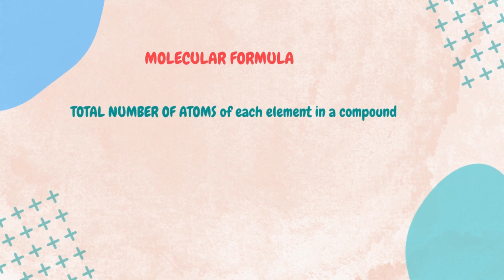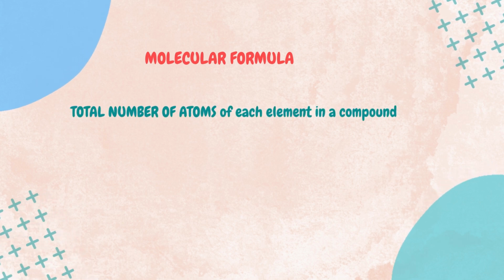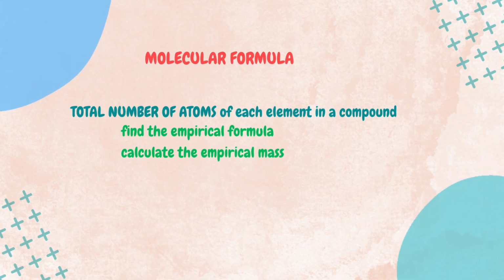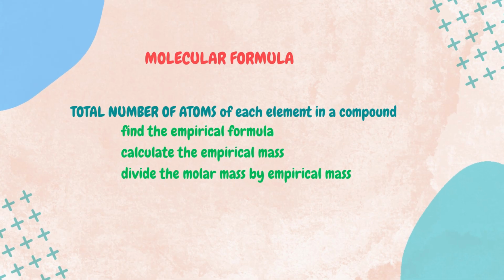To recap, molecular formula is a chemical formula that gives the total number of atoms of each element in a compound. To find the molecular formula, find the empirical formula. Calculate the empirical mass. Divide the molar mass of a substance by the empirical mass to get N. Multiply N with the empirical formula. By following these systematic steps and understanding the underlying principles, you'll be equipped to confidently determine the molecular formula of any compound in your future studies.